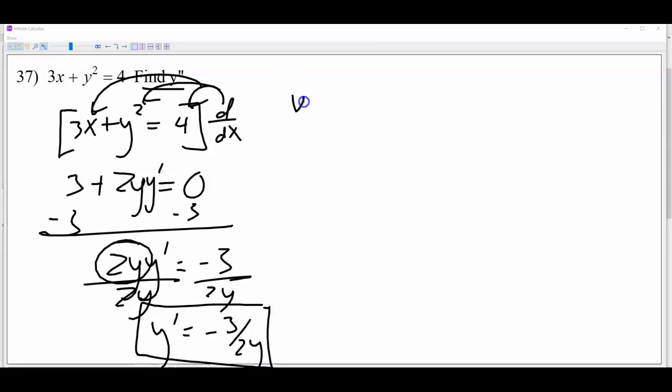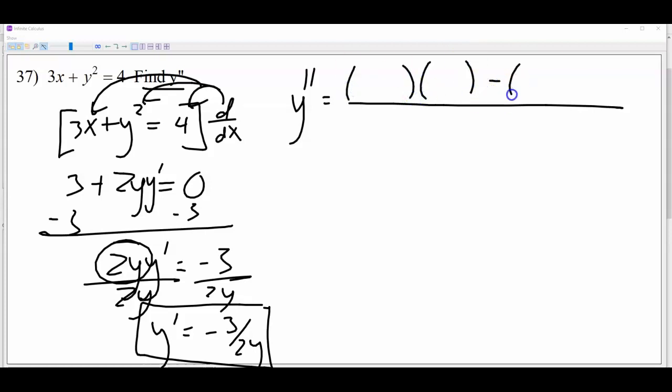So to find my second derivative, we're going to have to do a chain rule. I'm sorry, not a chain rule, product or quotient rule. I'll get it right eventually. So we do low d high minus high d low, draw a line, and square below. So my below is 2y. Low d high. Now the derivative of the top is 0. Be careful with that. It's just a constant.